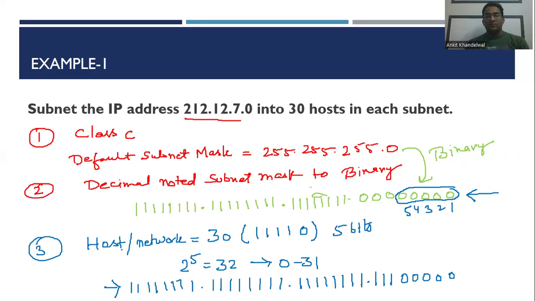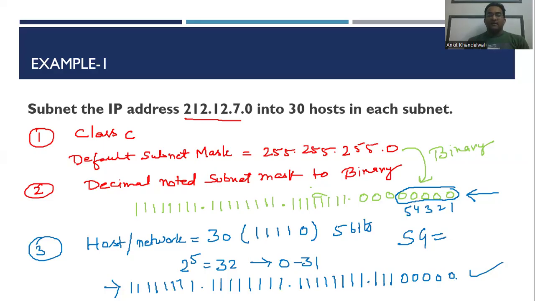Because the number of hosts required equals 30, the new mask which has been generated is this one shown here. Now we have to find out the value of the subnet generator. So how are we going to find out the value of the subnet generator?